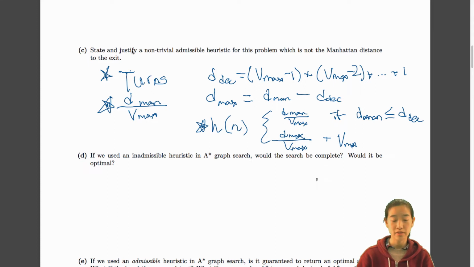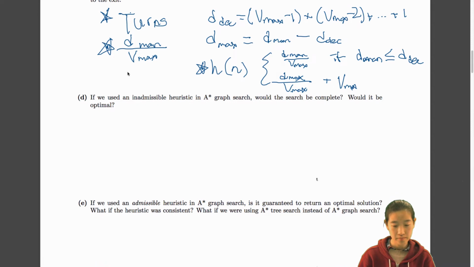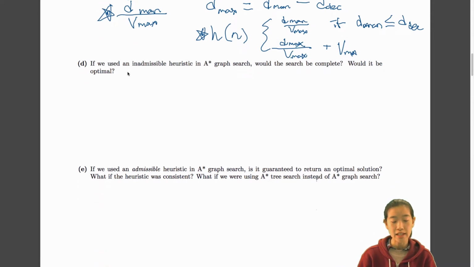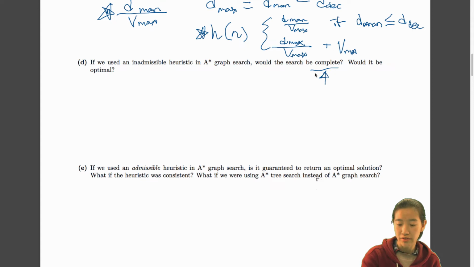Okay, now we're going to go over some conceptual questions. Looking at part D, if we use an inadmissible heuristic in A-star graph search, would the search be complete? So we can think about that. If we had an inadmissible heuristic and we're doing graph search, it will eventually hit all the nodes as long as the heuristic is not unbounded. So will it be complete? Yes, because it will eventually find a solution should it exist.